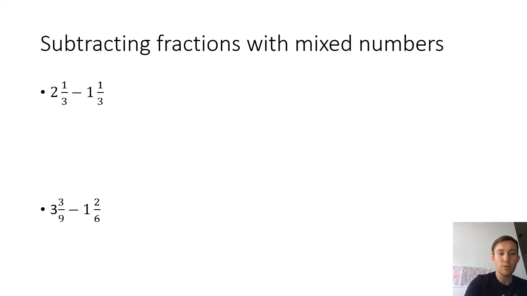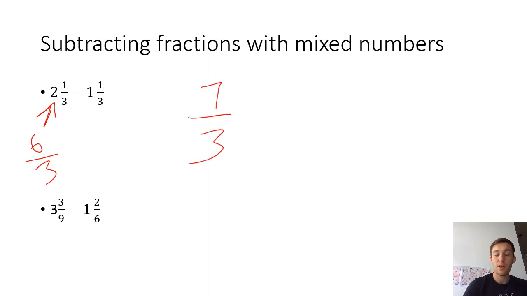So 2 wholes as thirds. So 1 whole would be 3/3. So 2 wholes is the same as 6/3. So I know then plus my 1/3 is going to be 7/3. So that whole mixed number as an improper fraction is 7/3.